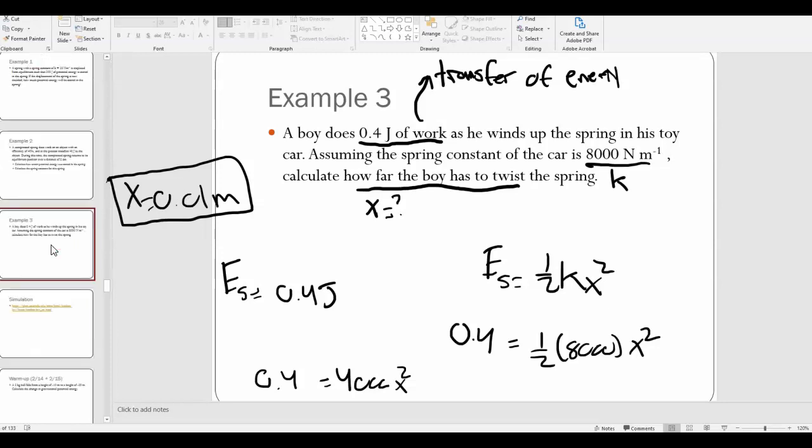All right, so that is it for spring potential energy. Very simple concept. We're going to stop here, and next we're going to talk about gravitational potential energy, and then the last part of this unit is going to be putting all of these concepts together and talking about mechanical energy and the conservation of mechanical energy.